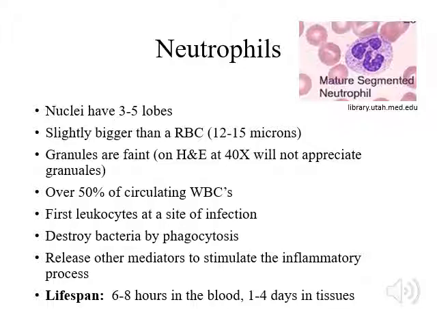Neutrophils represent the greatest number of white blood cells within our circulation, over 50% of our white blood cells. Neutrophils are the first leukocyte at the site of infection, and they play a role in destroying bacteria by phagocytosis. They also release mediators to propagate the inflammatory process. They are very short-lived. They are present within the blood for roughly 6 to 8 hours, and once released into the tissues, they have a life cycle of about 1 to 4 days.